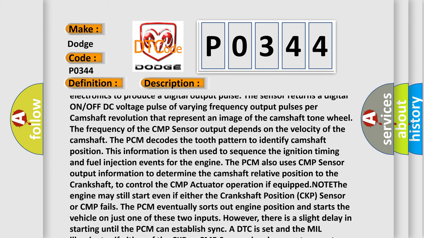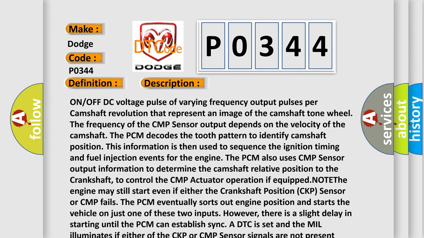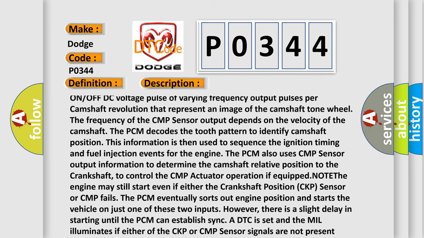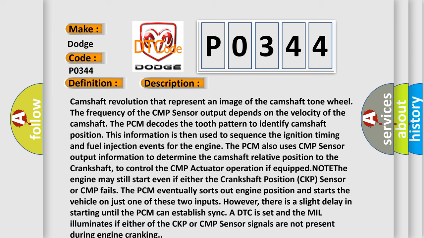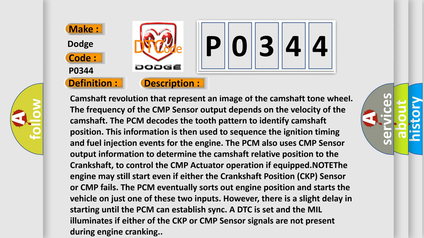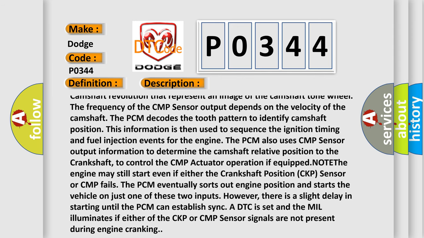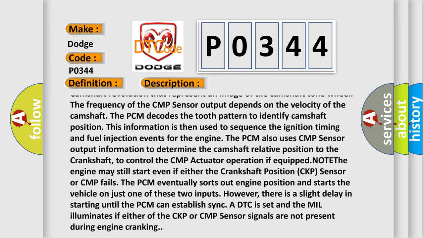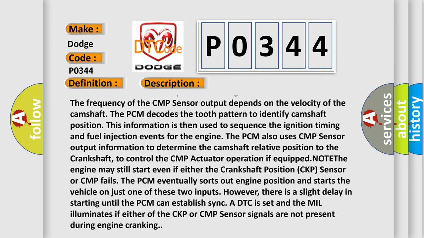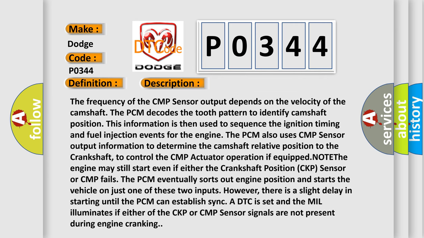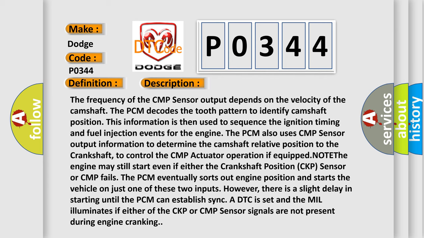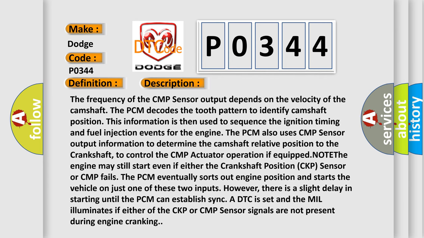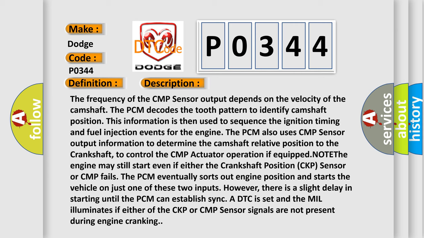The PCM also uses CMP sensor output information to determine the camshaft relative position to the crankshaft, to control the CMP actuator operation, if equipped. Note the engine may still start even if either the crankshaft position CKP sensor or CMP fails. The PCM eventually sorts out engine position and starts the vehicle on just one of these two inputs. However, there is a slight delay in starting until the PCM can establish sync. A DTC is set and the MIL illuminates if either of the CKP or CMP sensor signals are not present during engine cranking.